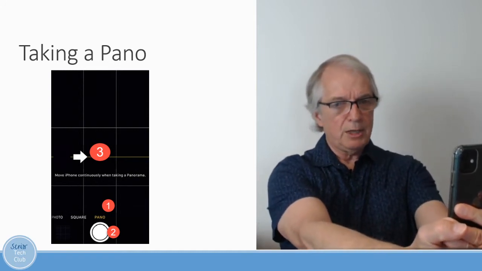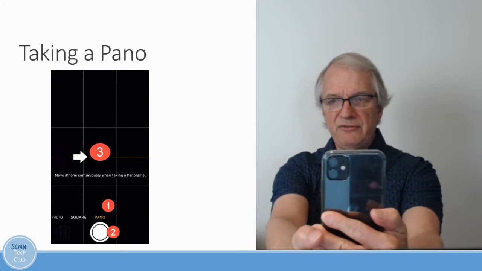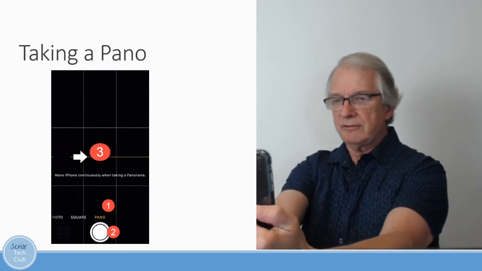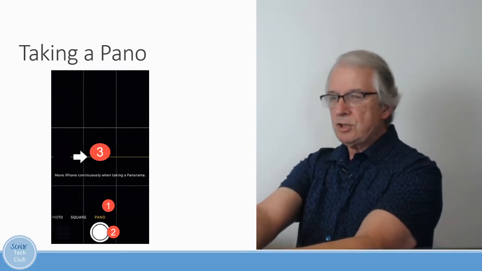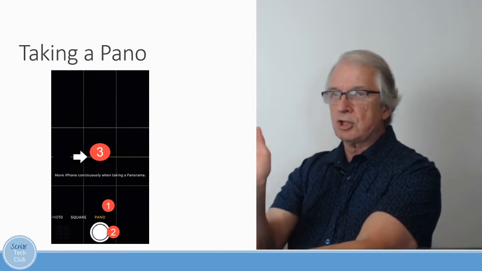You're going to be holding your phone out, and then you're going to be moving it in the direction of the arrow as you take the photo. When you're done, you press the shutter again.